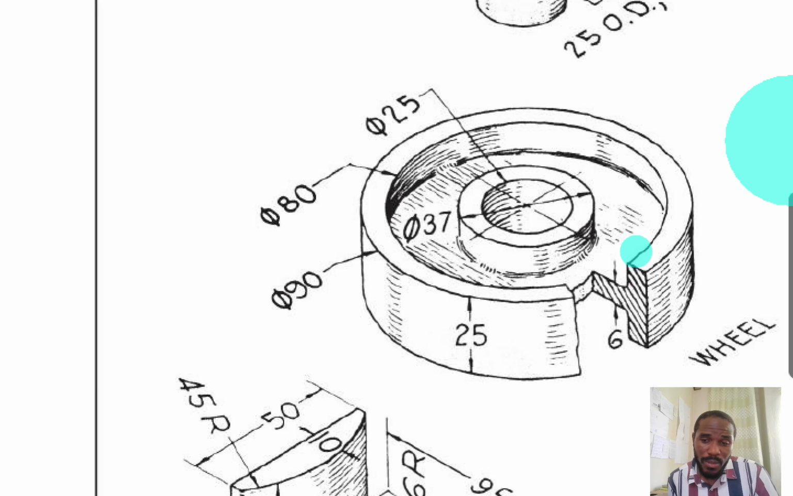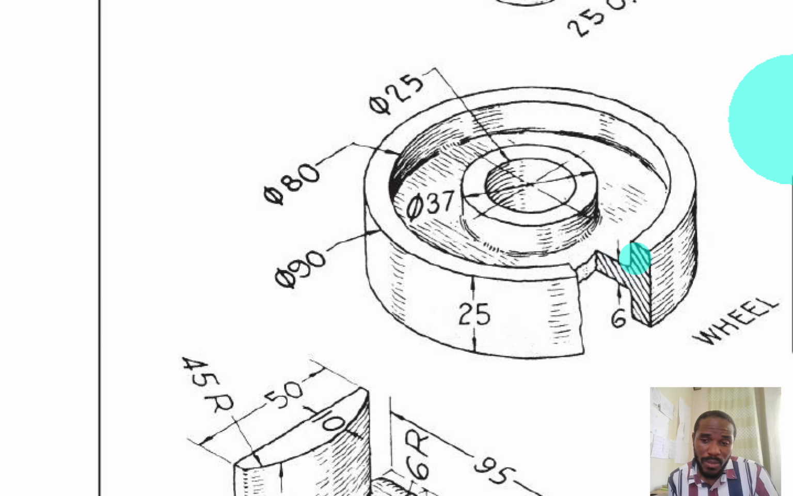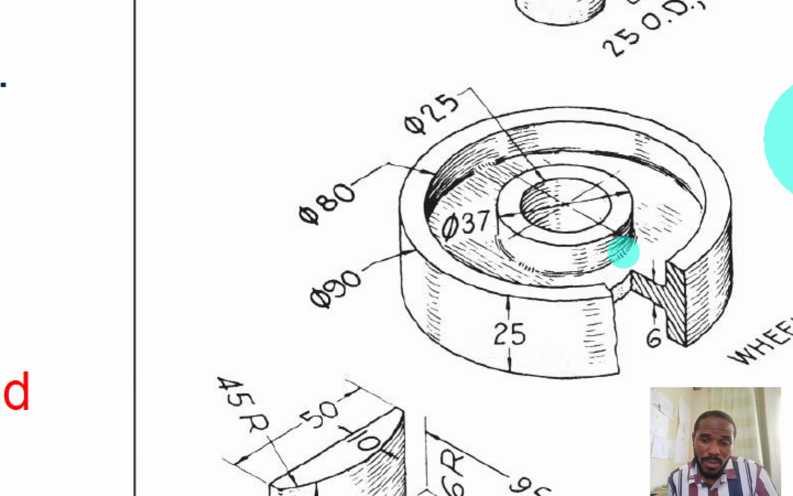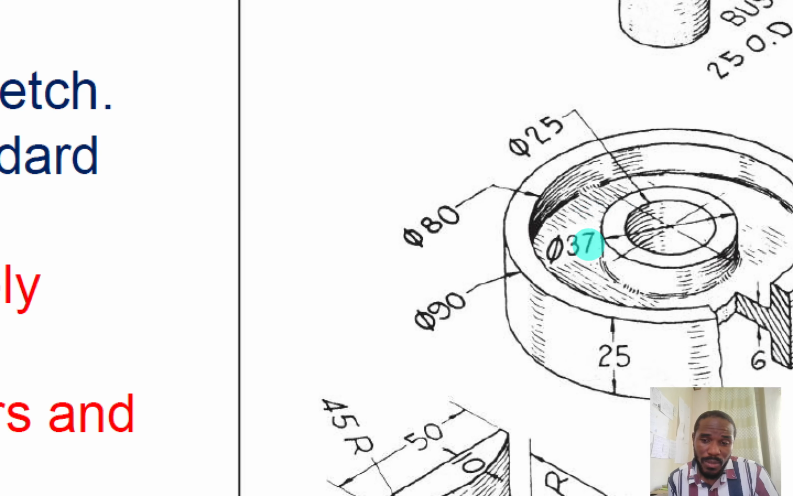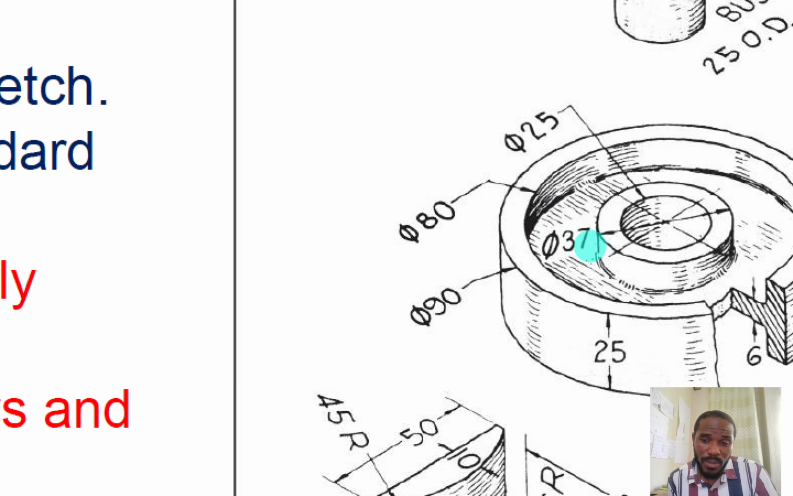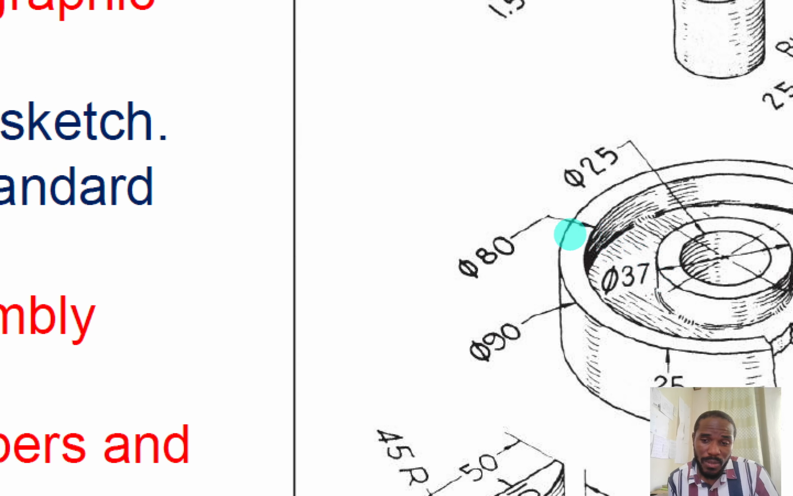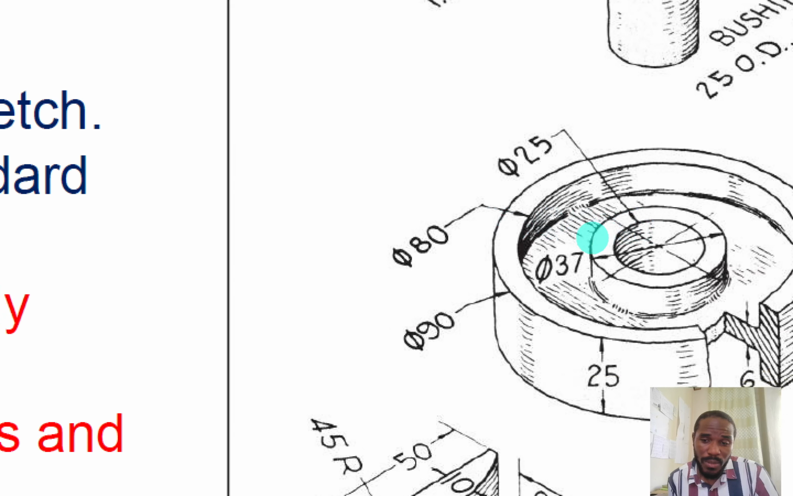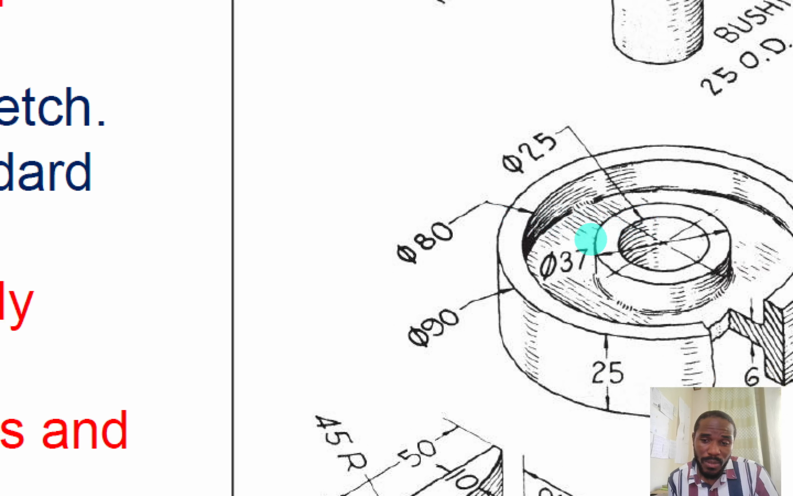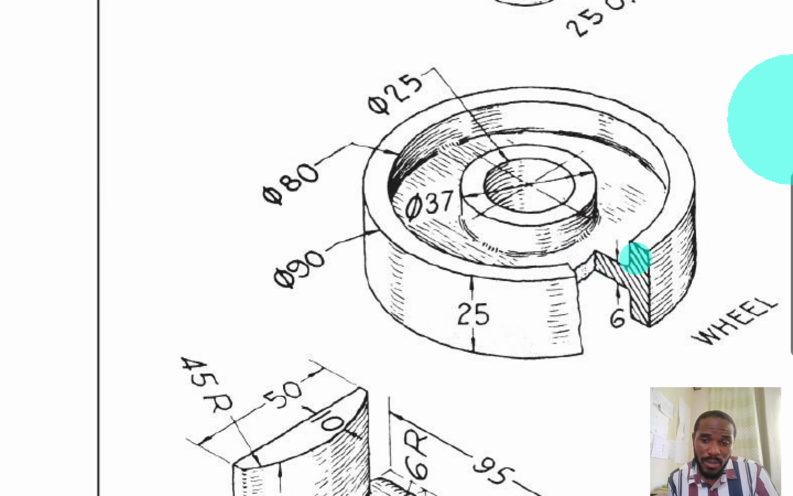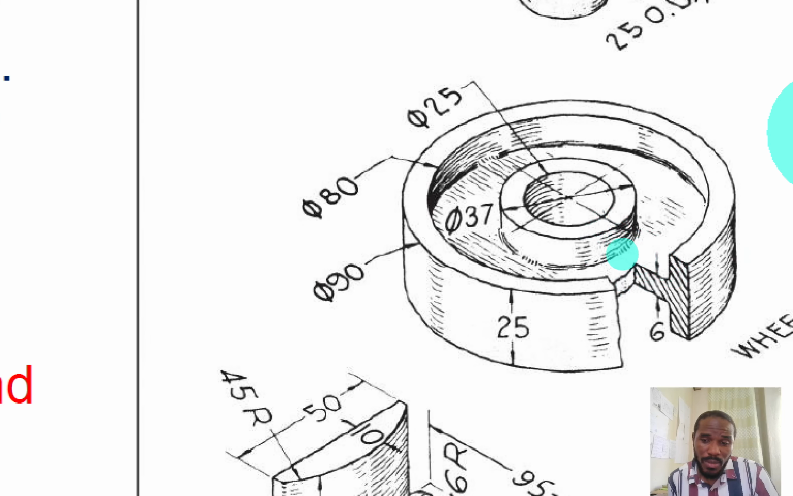Okay. If we want to know the length from the inner point, this inner circle to that, this circle here is of a diameter 37 millimeters. So we need to subtract that from 80 and divide by 2. If you subtract 37 from 80, you have 43. If you divide 43 by 2, you will have 21.5. So the distance from this point here to that point is 21.5.